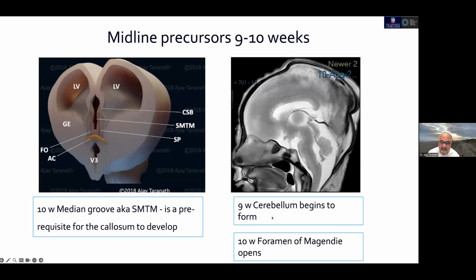9 weeks is also the time for the cerebellum to form, and 10 weeks is when the foramen of Magendie opens. So it's possible to conceive that if there is an insult at 10 weeks, it would be associated with agenesis of the corpus callosum and a Dandy-Walker phenotype. Matthew Whitehead will talk more about it.